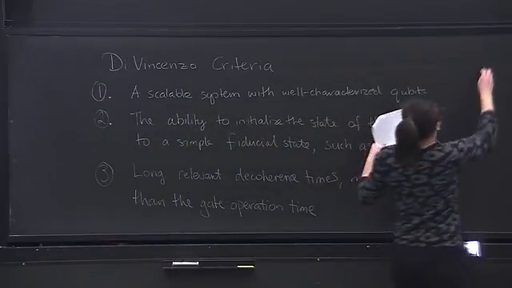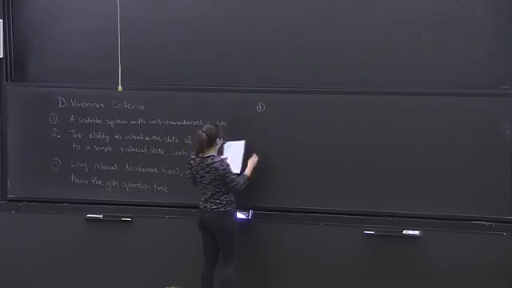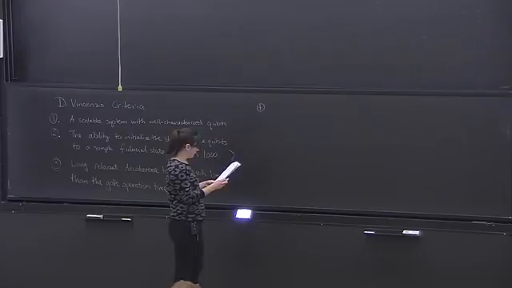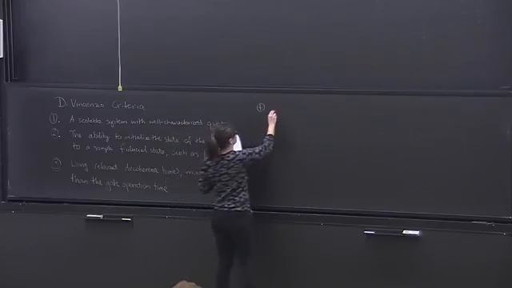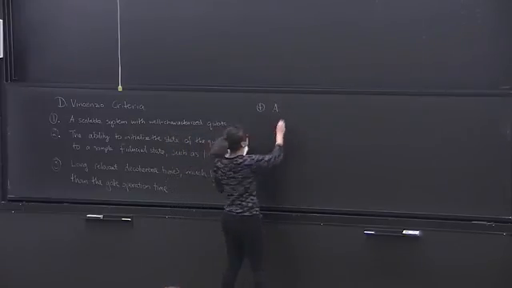Okay, 4. So the fourth one is a universal set of quantum gates.